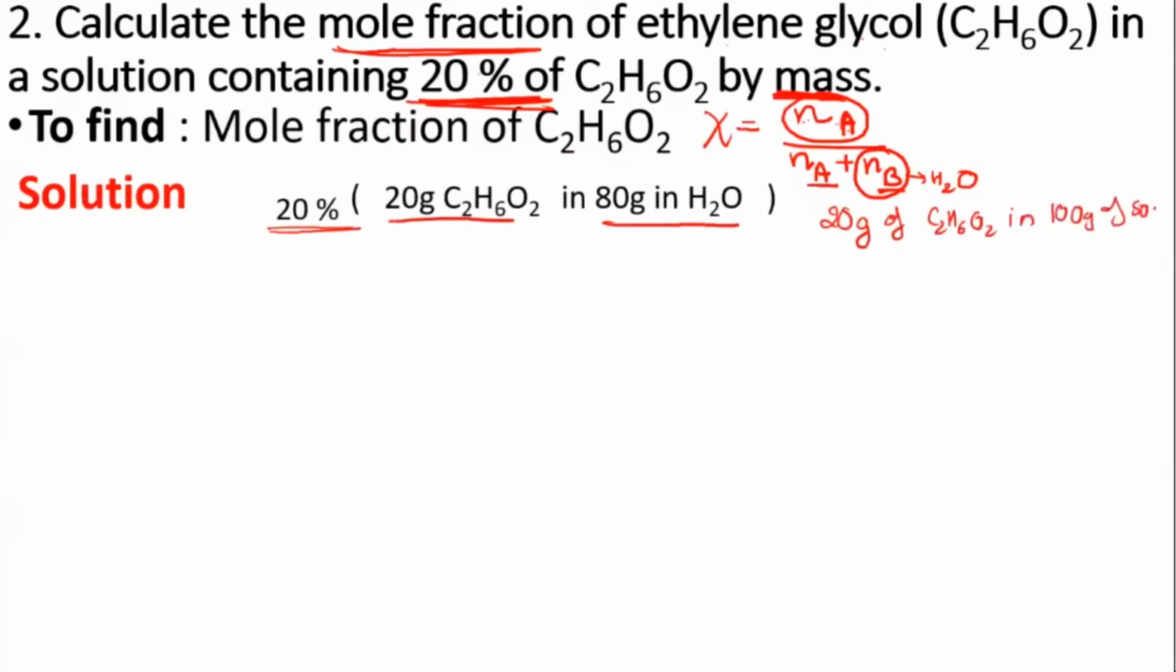I wrote it separately because we need solute and solvent separately. So I've written it in this way. That means we have 20 gram of ethylene glycol and 80 gram of water. Okay, so we will go for calculation now.